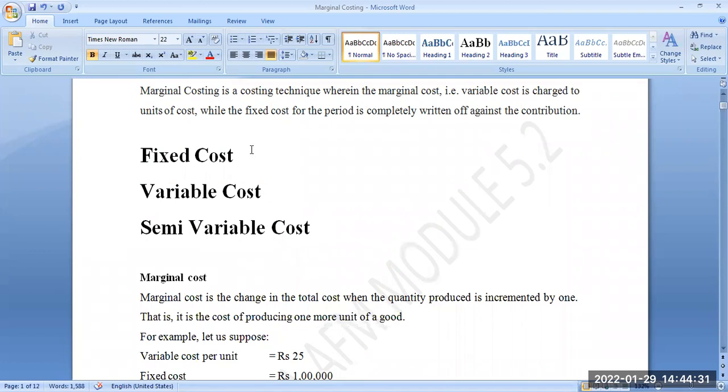What is fixed cost? Anybody knows what is fixed cost? Have you heard about it? Fixed cost, variable cost. Have you heard about it? Anybody? Any guess about fixed cost?